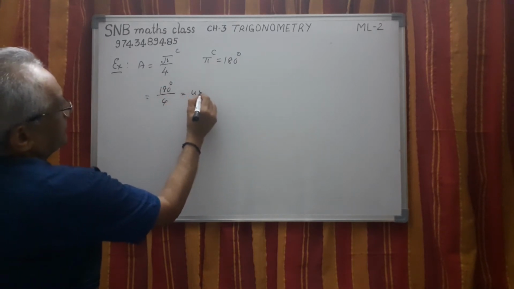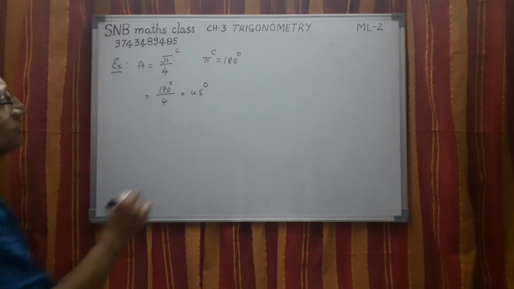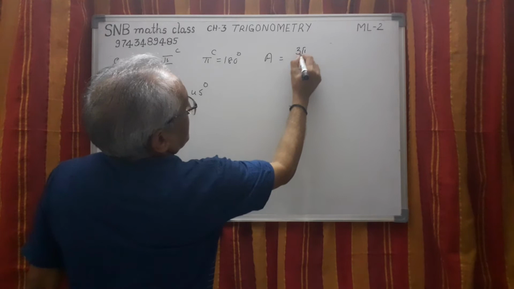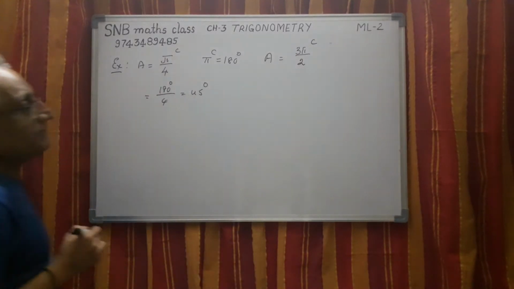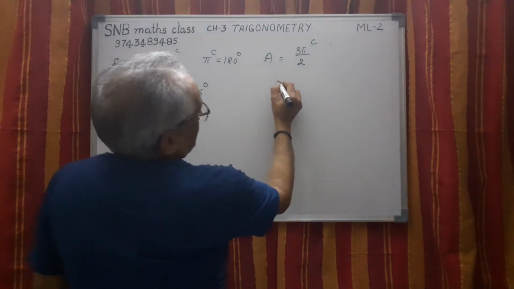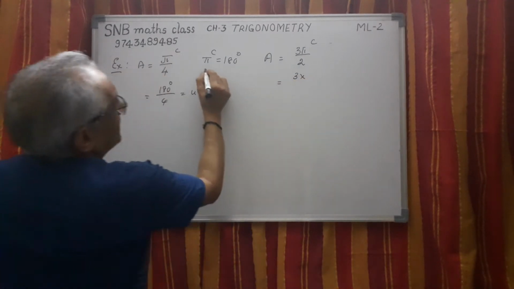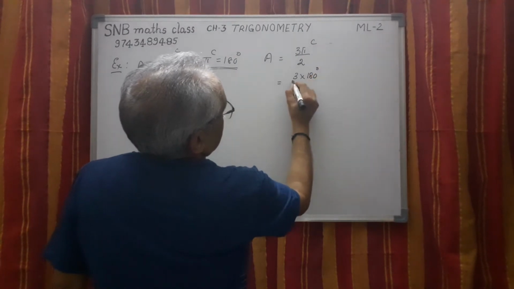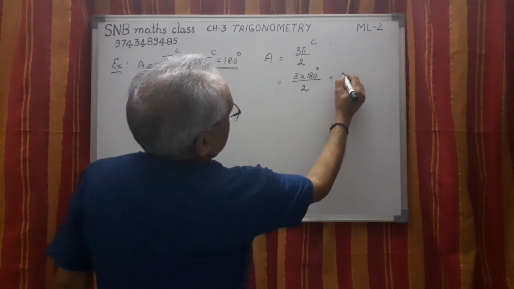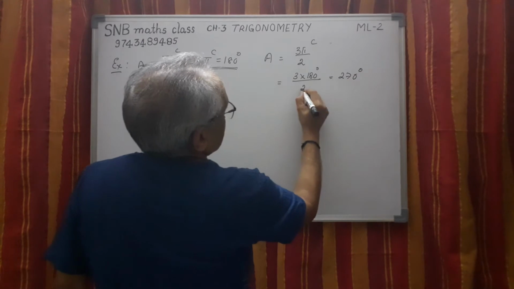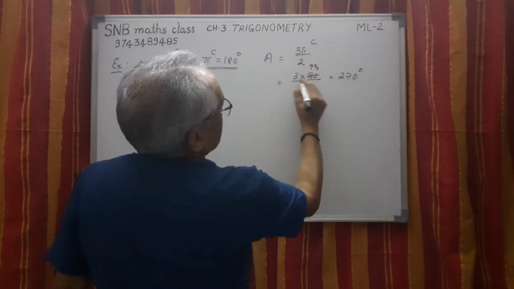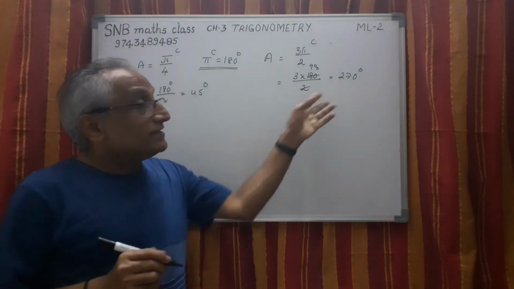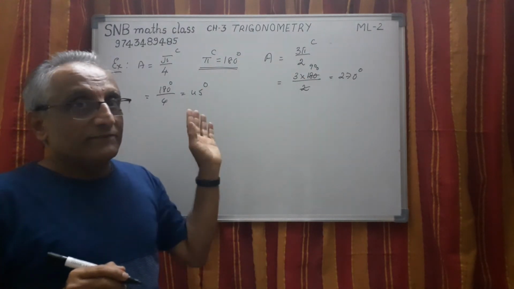This is 45 degree. Suppose you have A equal to say 3 pi by 2 radian. Very simple. What you have to do? Pi radian is same as 180 degree. So 180 degree divided by 2 is 90, and 3 into 90 is 270 degree. So this is the way you can convert any degree into radian or radian into degree.